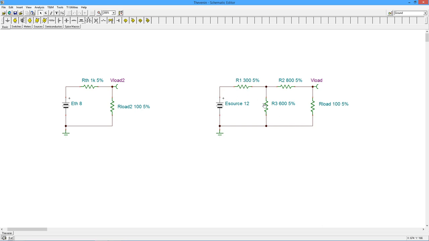12-volt source, 300, 600. I need to find the voltage across the 600. All right, so 600 divided by 900 times 12 volts will get us 8 volts. This thing should be identical.